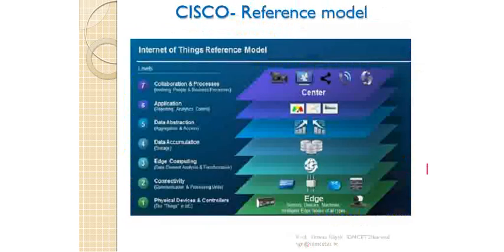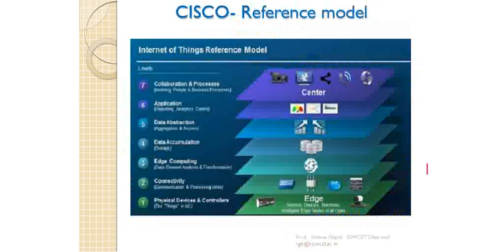So the Cisco reference model also, in the form of a figure, we have seen, and I had asked you to go through this particular figure. What do you have in the edge? What do you have in the node? What do you have in the center? All those things we have seen from the point of view of the different layers, the pictorial representation.